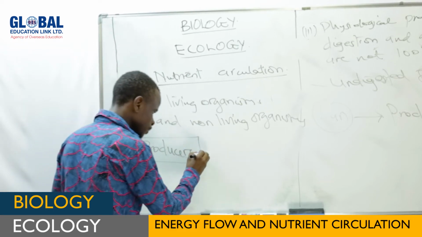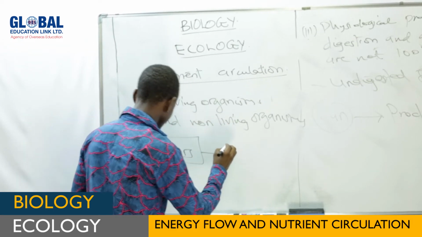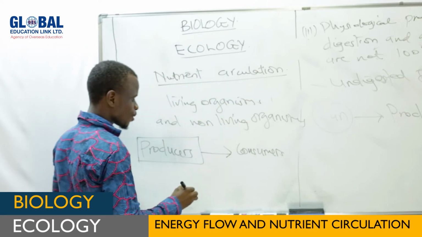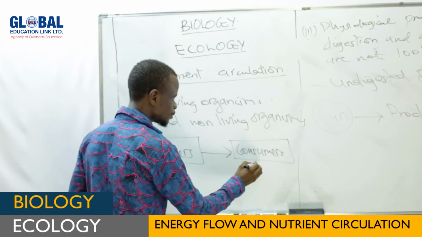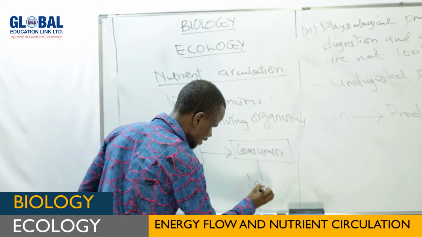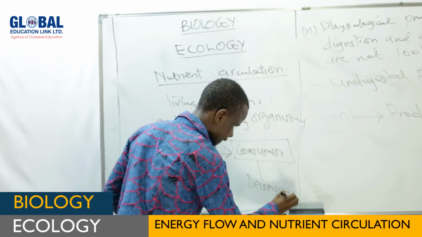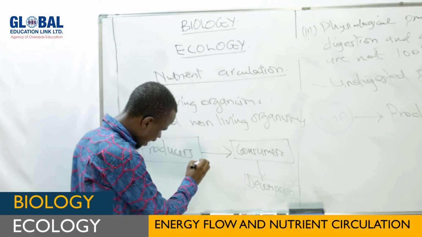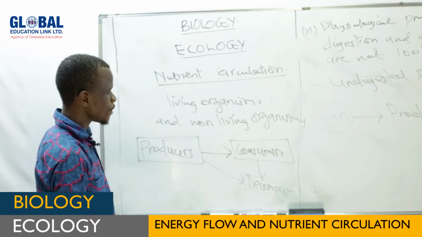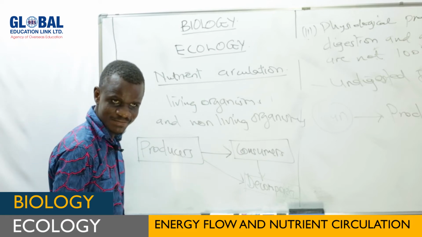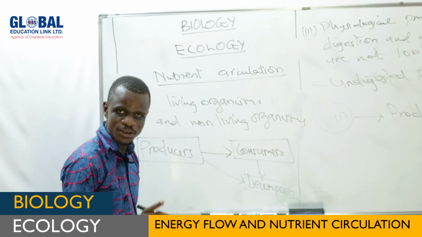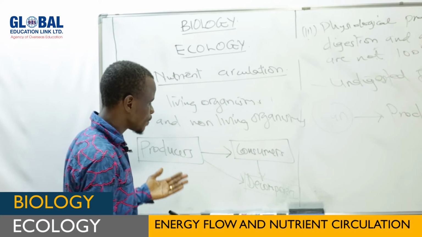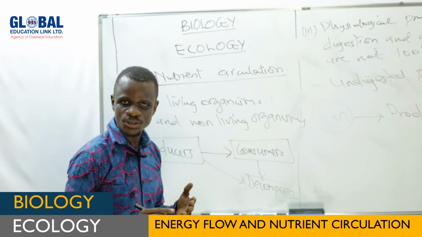Nutrients which are available in producers can be taken by consumers. Consumers may take this nutrient to decomposers when they die. But also, my student, plants may die, then get used by decomposers. Now the decomposers set the nutrients free. They break down the consumers, they break down the producers. Then they set the nutrients free.